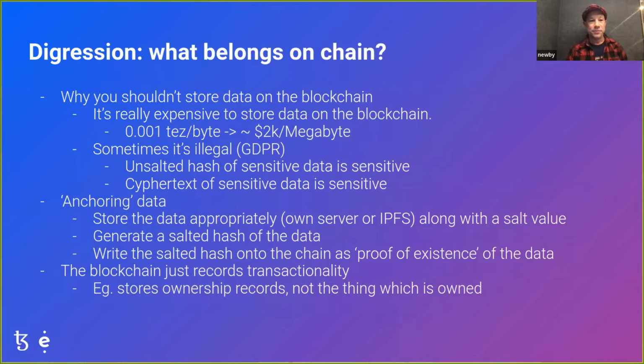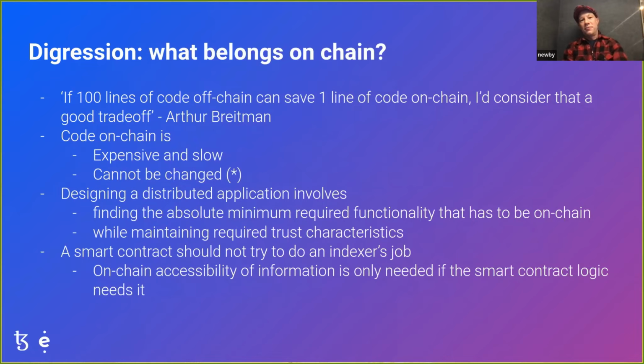The philosophical take home here is that the blockchain just records transactionality. It stores ownership records. It does not store the thing which is owned. And we have another digression of what belongs on chain.